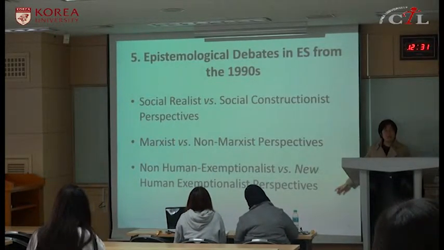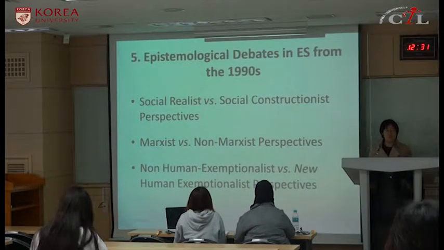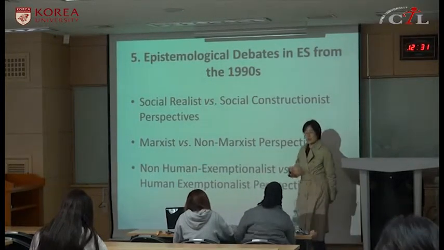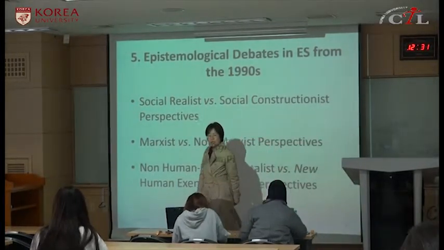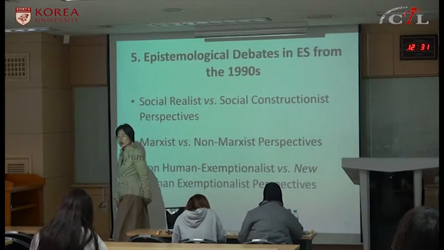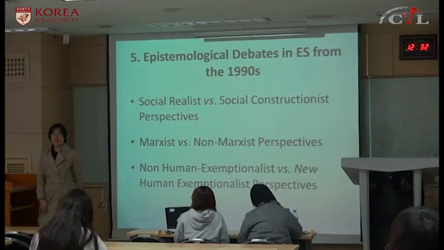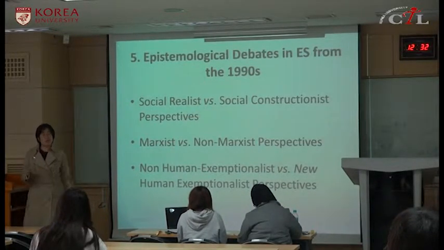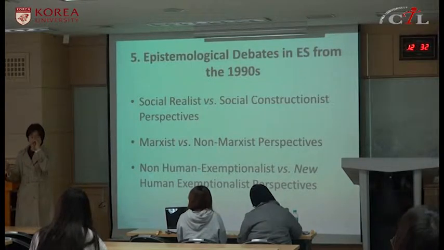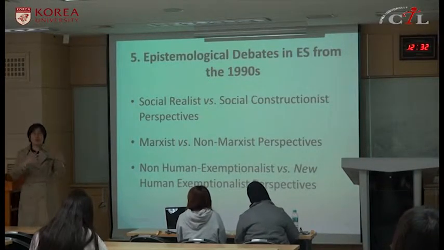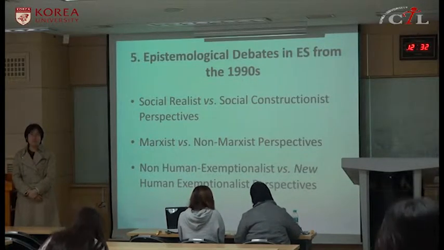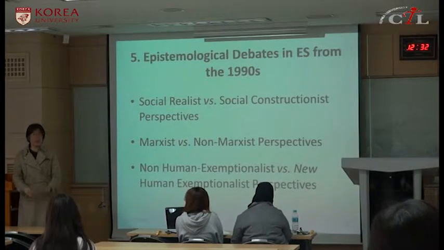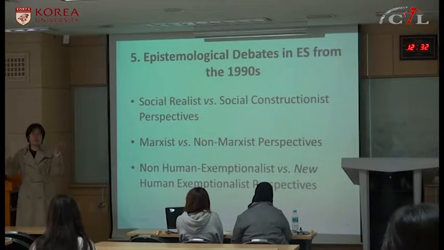And now we move to epistemological debates in environmental sociology from the 1990s. If you recall the history of environmental sociology, which we covered in the second week, environmental sociology began in the late 60s and early 70s in the United States. So quite big names in environmental sociology come from the United States and also from Europe. But then some scholars in Korea and Asia are also rising up.